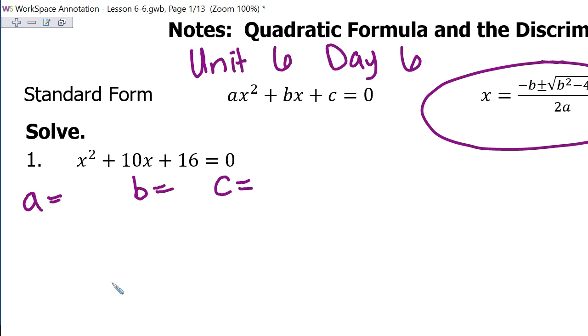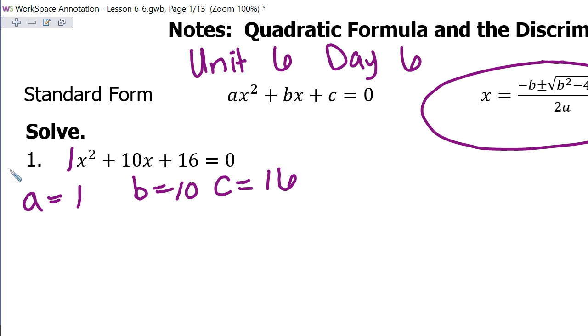So a is just the coefficient for x squared. So the number in front of x squared is 1. B, we talked about b yesterday when completing the square, and the b is just the coefficient of x, which is 10, and c is the constant, which is 16. So those are the three numbers we're going to substitute into the quadratic formula.